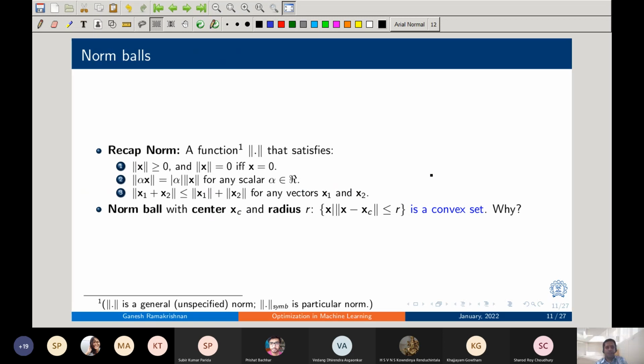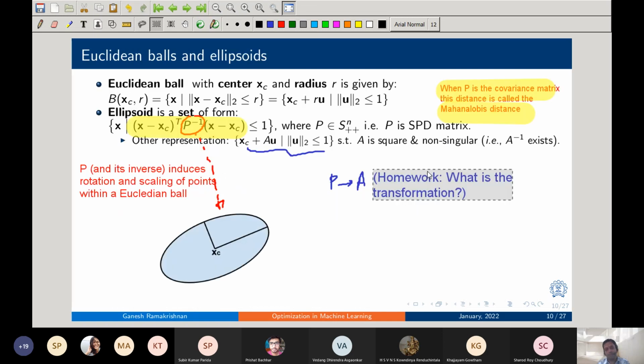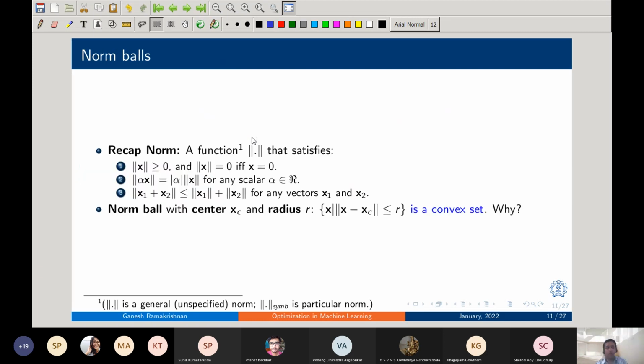Norm balls are a generalization of the Euclidean and the ellipsoidal ball, which you saw on the previous slide. You can actually show that this kind of distance also corresponds to a norm. And what is that generalization? The generalization is just any norm. Very central to a norm is the triangle inequality, and many proofs follow from the triangle inequality.